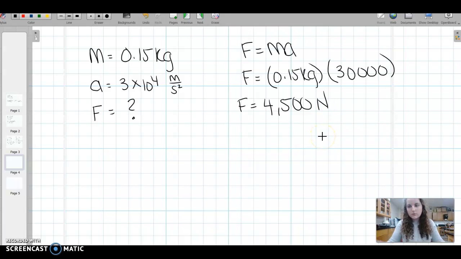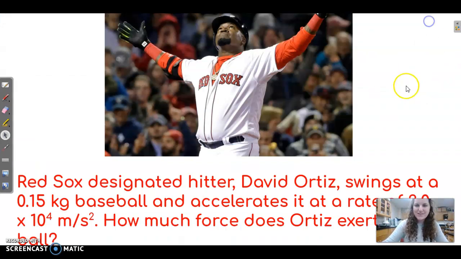So David Ortiz is swinging around that bat, and that force of that bat is 4,500 newtons in order to accelerate this mass of 0.15 kilograms, 3 times 10 to the 4th meters per second, or 30,000 meters per second squared. Whoa! Right? All right, let's move on to this next one.